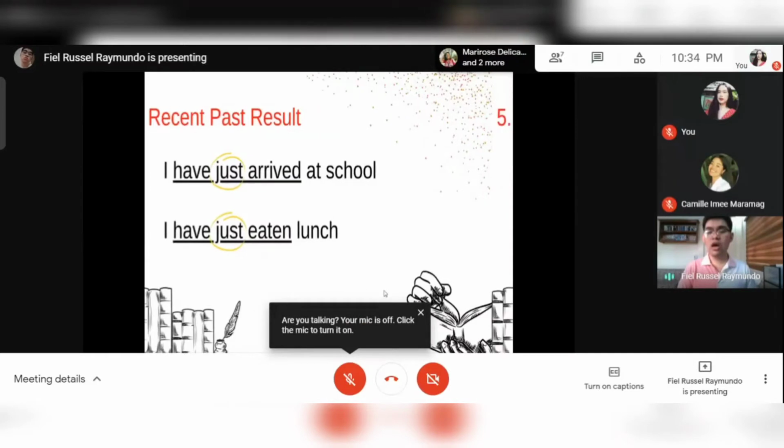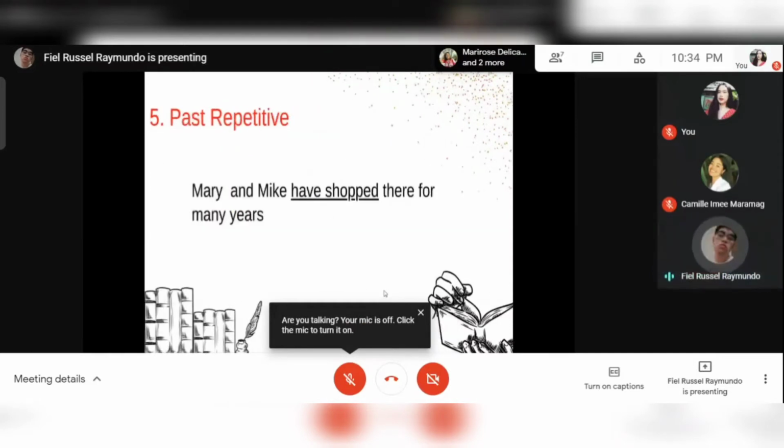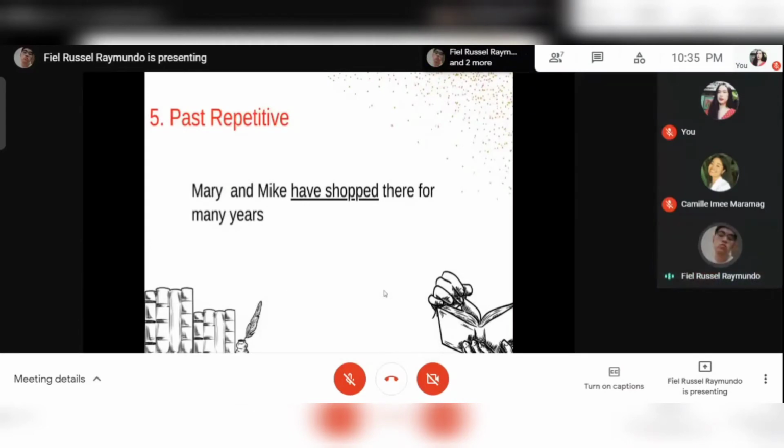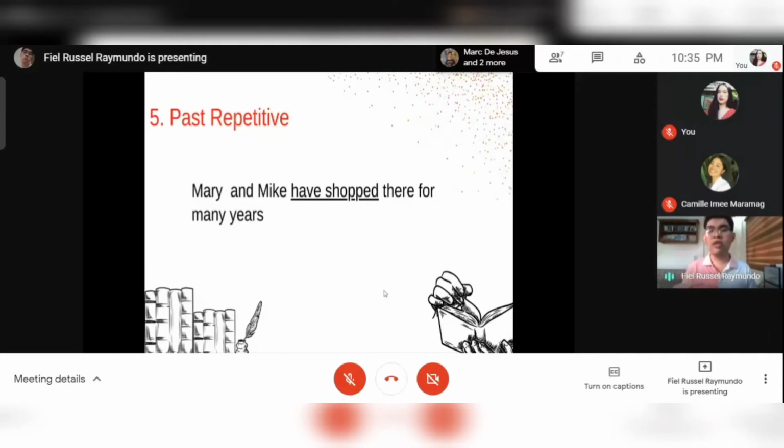Okay, moving on to the last condition. This is the fifth and the last condition, and it's called past repetitive. Past repetitive implies that we can use present perfect tense to refer to things, actions, or events that we keep doing over many years up to today or up to the present.